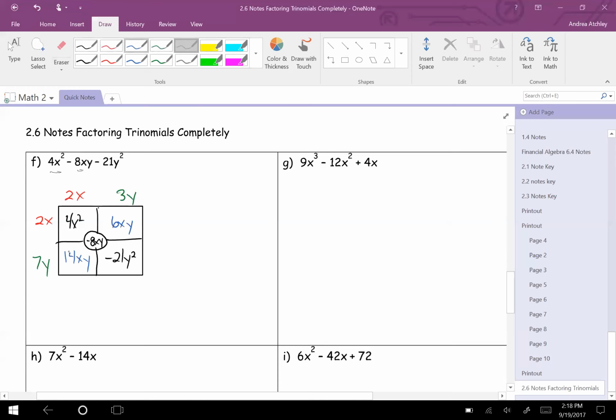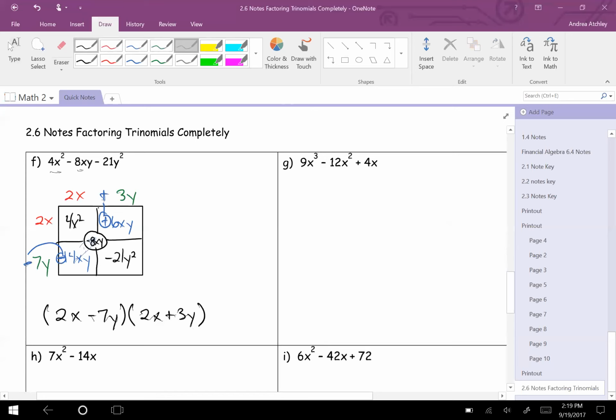I know they're going to be opposite signs. If I subtract them, do I get -8? Okay, which one needs to be negative to get a -8? The 6 or the 14? 14 needs to be negative because the bigger number needs to match. So that 6 needs to be positive. That means this 3 is positive and that this 7 is negative. So my factors are the 2x minus 7y times the 2x plus 3y.